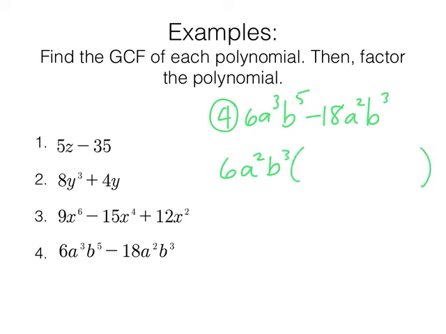Well, what do we get when we divide that off? Well, 6 divided by 6 is 1. I'm not going to write the 1. A cubed, divide off an a squared would leave you with a. So right now we have a in the first term inside the parentheses. B to the 5th divided by b cubed would be b squared.